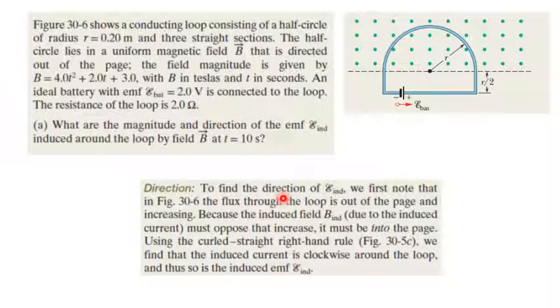To find the direction of the induced EMF, we first note that the flux through the loop is out of the page and is increasing. The induced field due to the induced current must oppose that increase, so it must go into the page. Using the right hand rule, we find the induced current is clockwise around the loop, and thus also the induced EMF. So it is coming in this direction. Effectively, it is opposite to the EMF of the battery, because the battery will introduce current counterclockwise. But the induced EMF due to the change of the magnetic field is clockwise, so it is opposite to the battery.